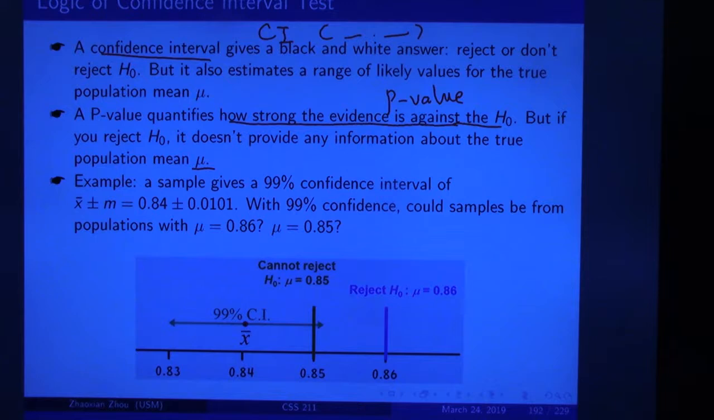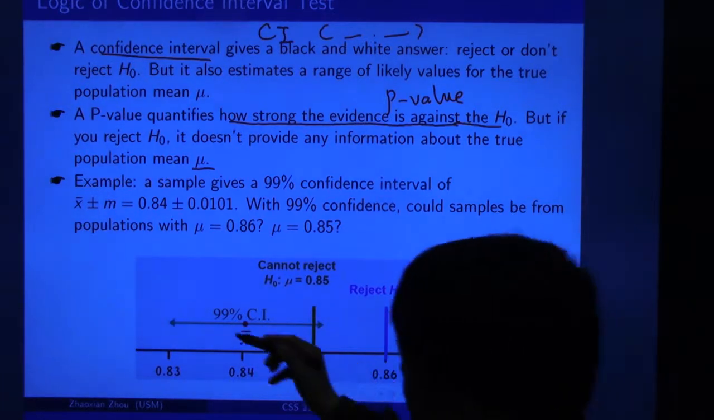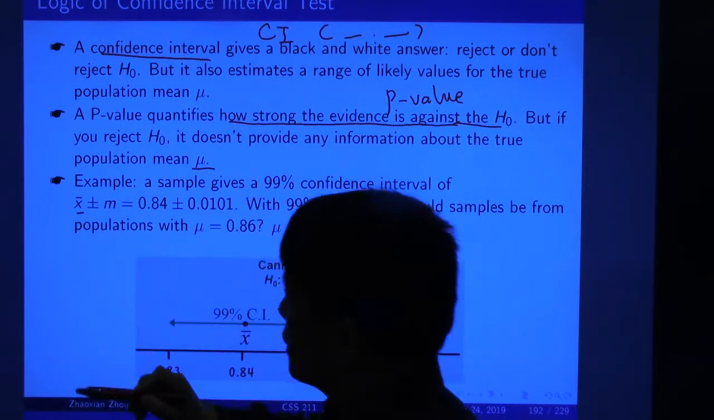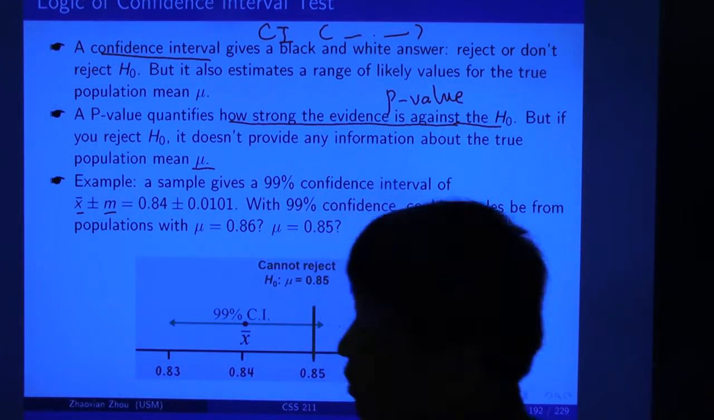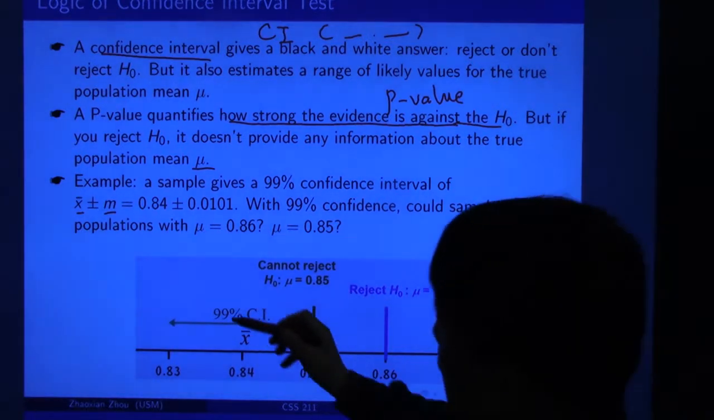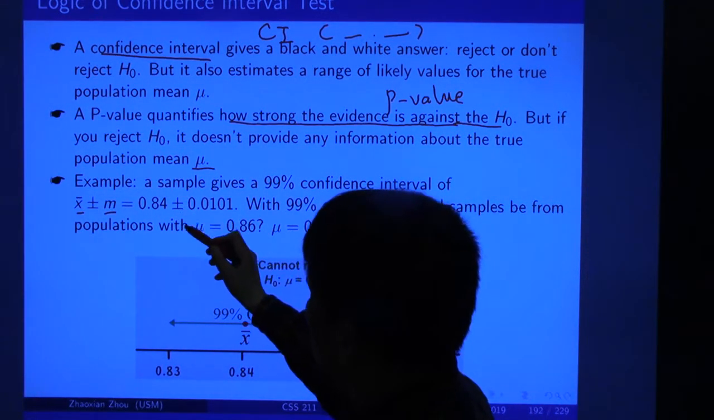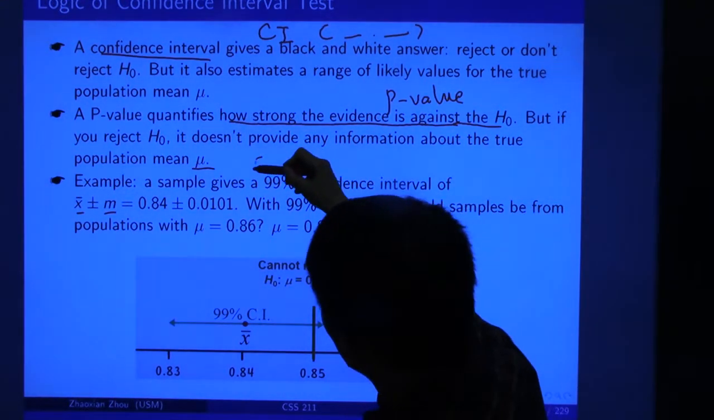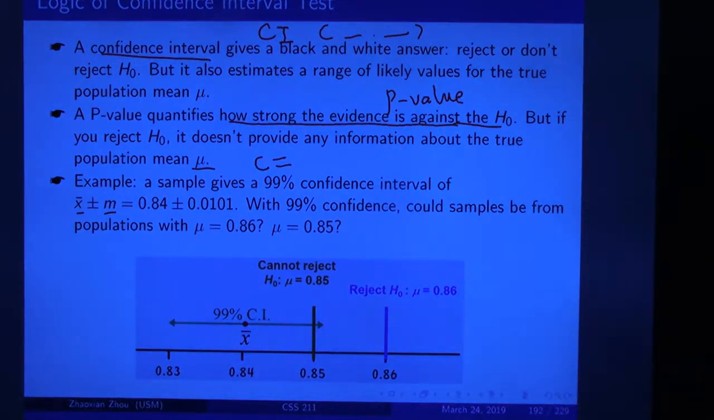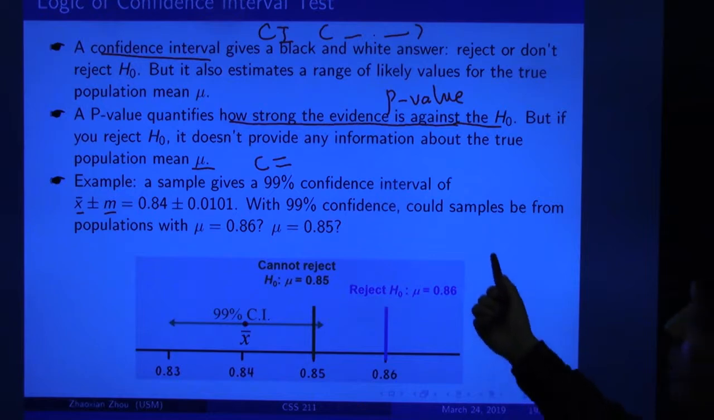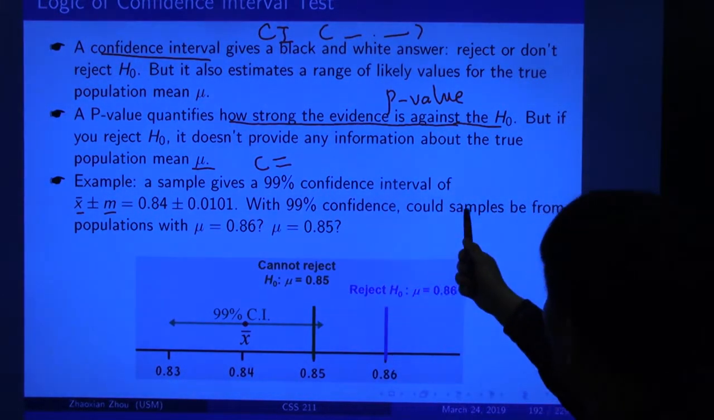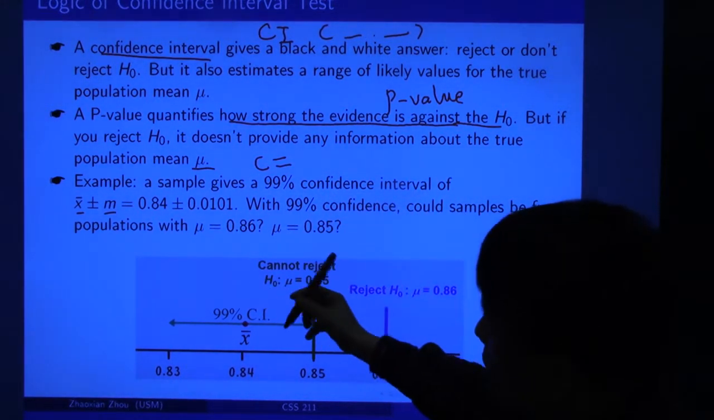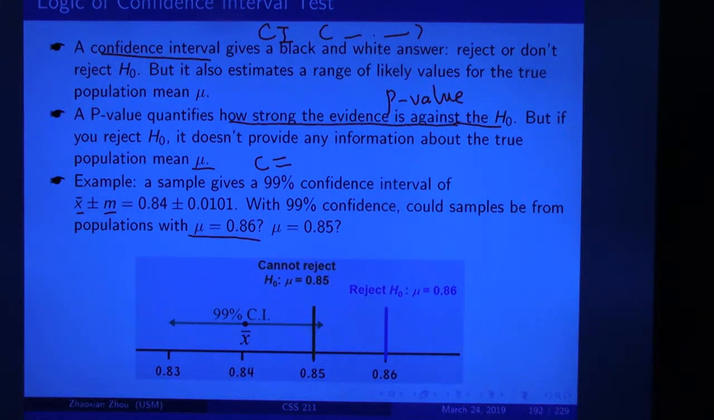Here we have an example. A sample gives a 99% confidence interval like this. X bar is the mean of the sample, plus minus, this is called the margin of error, right? And this equals 0.84 plus minus 0.0101. And we know the confidence level equals 99%. Now we want to know, could this random sample be from a population whose mu equals 0.86?